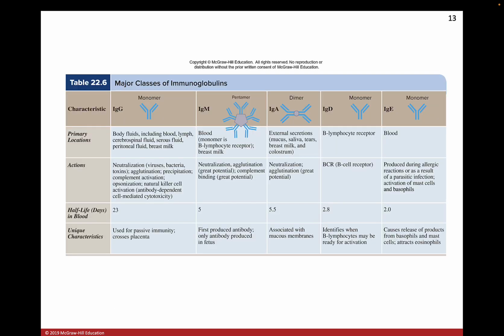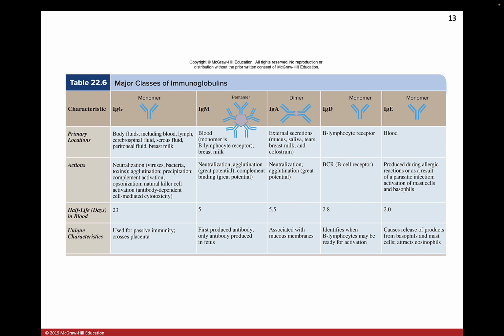Now, here is a list of all of the major classes of immunoglobulins. And I'm going to focus on just 2, IgG and IgM, because we're going to see them in a little bit when we talk about memory. And so where we're going to find IgG is in body fluids, including blood, lymph, cerebrospinal fluid, serous fluid, peritoneal fluid, and breast milk. Their action is basically neutralization of viruses, bacteria, and toxins.